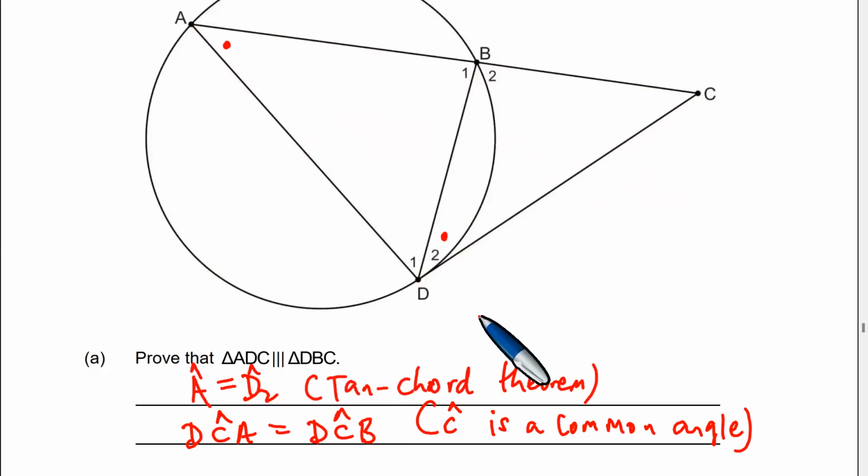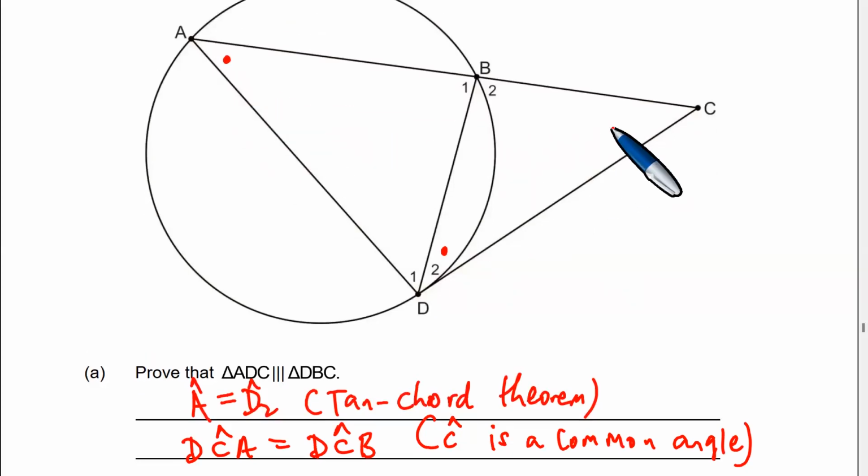Okay, next thing. So we already have two angles. We've already dealt with A, we've dealt with this one, we've dealt with this one. So we're just left with the angle in the triangle. For instance, in the triangle DBC, we're left with the angle B2. In the triangle ADC, we are just left with the whole angle D. And therefore, we infer on the third angles.